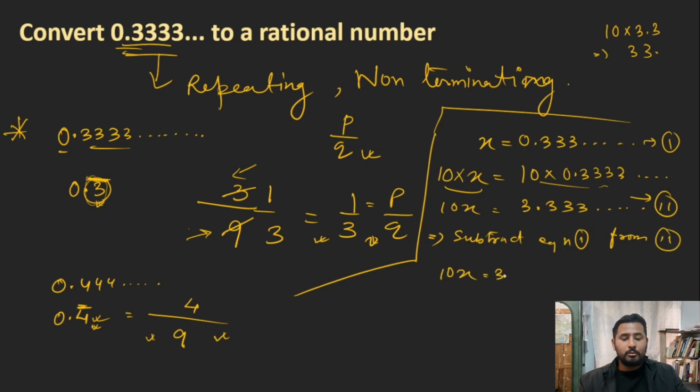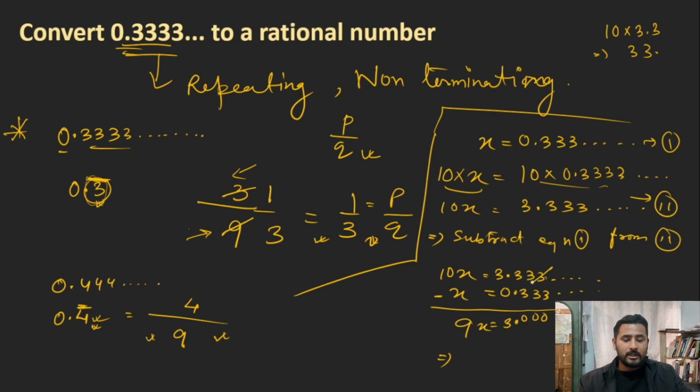So equation 2 is how much? 10x equal to 3.333 and so on, and our equation 1 is x is equal to 0.333 and so on. Okay, so just subtract this one. So 3 minus 3 will be 0 0 0, then the point will be there, and 3 minus 0 is 3. Then 10x minus x will be how much? 9x.